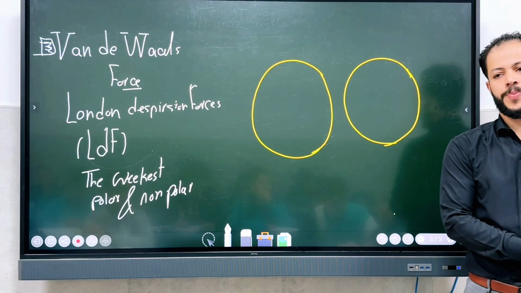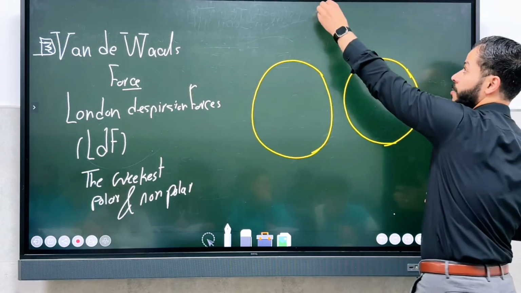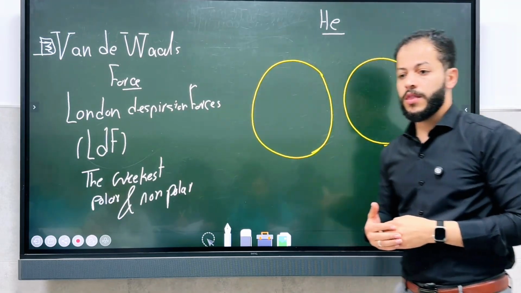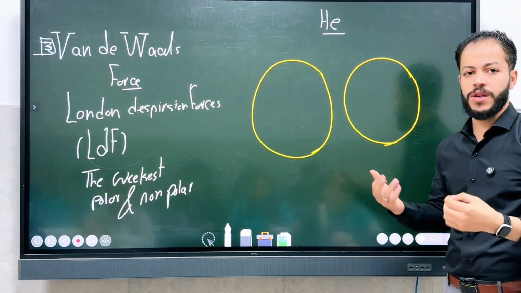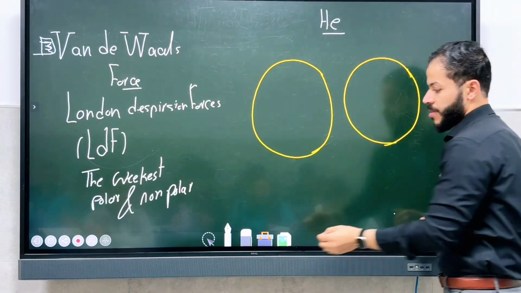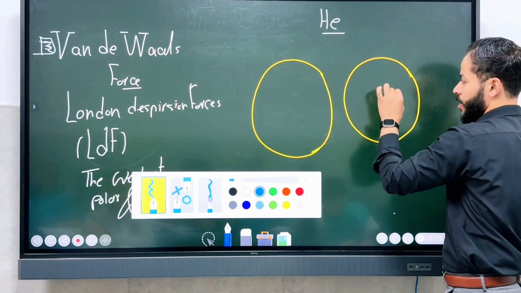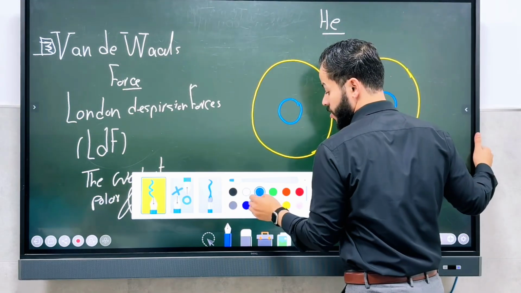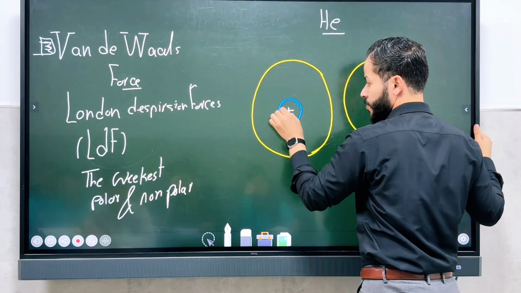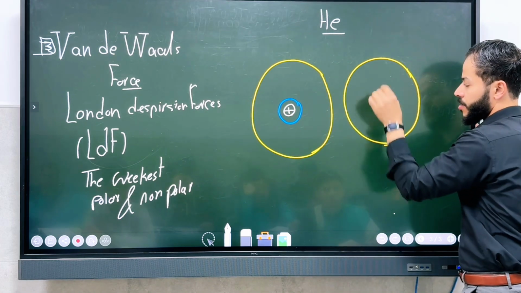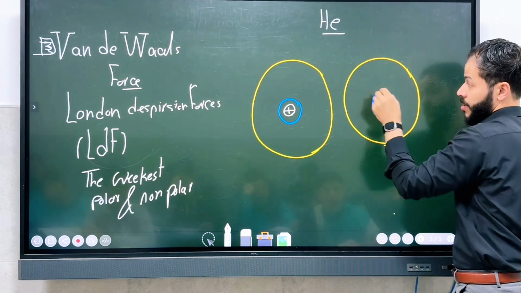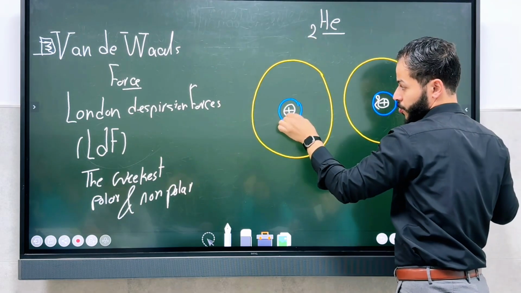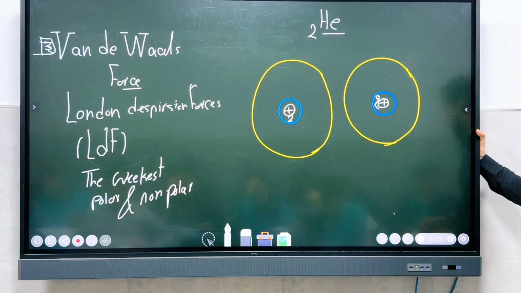How does this London dispersion force happen? Here we have a helium atom, the monoatomic atoms. Most of them have the London dispersion force. The London dispersion, as I mentioned, is the weakest, and we will know why. If you remember the structure of the atom, guys, what is inside the atom? Nucleus. And this nucleus contains what? Protons and neutrons. So what is important for us? The protons. Here we take the helium. So the helium has two protons, right? Two protons inside the nucleus, right?